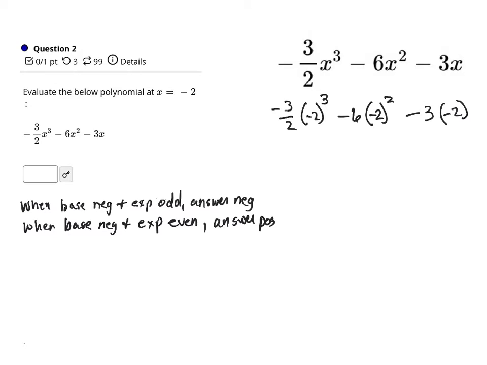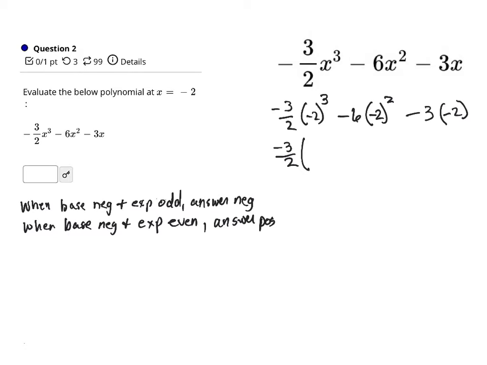Now, remember, order of operations, you do what's in parentheses first. Parentheses means when there's an action in there to do, like 5 plus 2. These parentheses have just one number, so there's nothing there to do. So the next thing is to do exponents, and that's what we're going to do next. So this is negative 3 halves times what we get when we cube a negative 2.